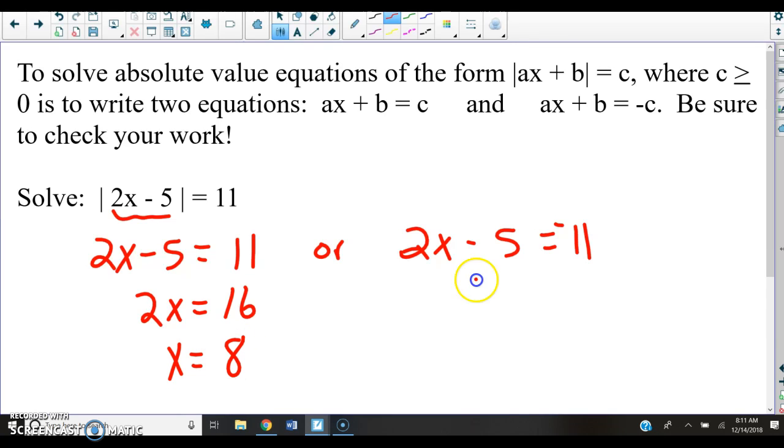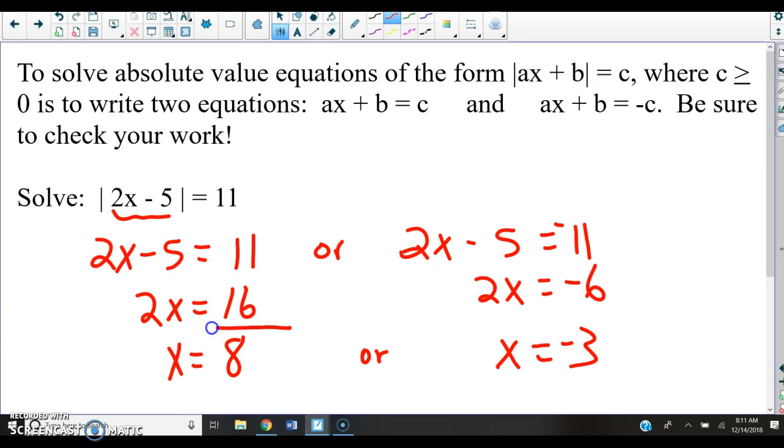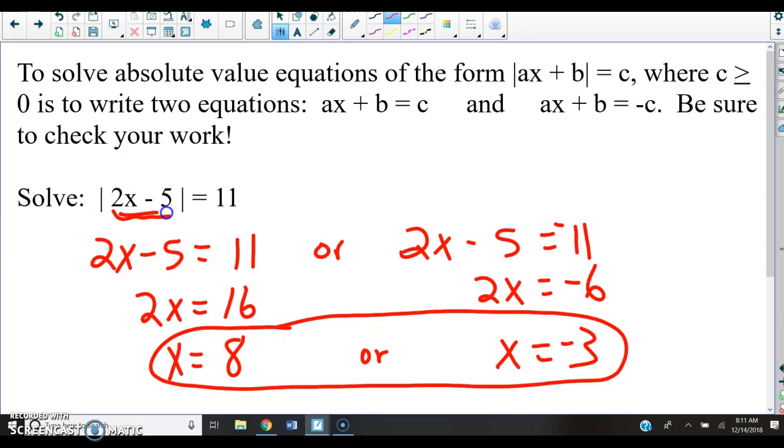Here when you add 5, you get negative 6. Divide by 2 is negative 3. Notice it isn't 8 and negative 8, because the stuff in your absolute value, your expression, was equal to negative 11 or positive 11. It's not that x equals 11 or negative 11. So please realize most of the time those two numbers are not the same.